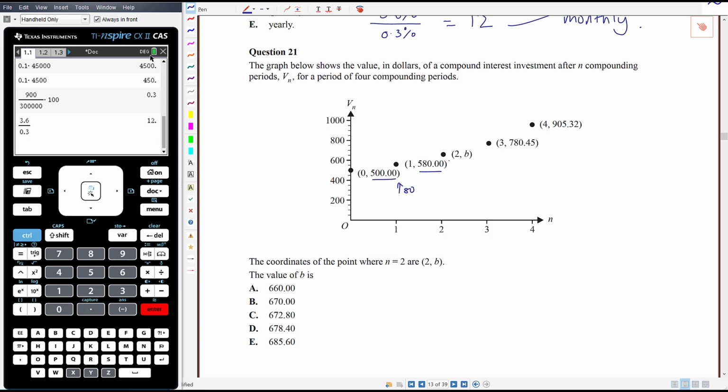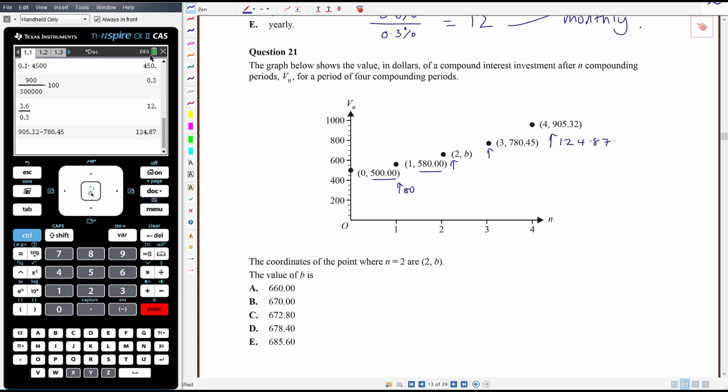We don't know what the jump from there to there is, and we don't know what the jump from there to there is, but we do know the jump from there to there. Let me just work that out: 905.32 take away 780.45. So that's a jump of $124.87. So it's growing by a different amount each month. So it's not linear growth and decay, it's geometric growth and decay. We've got some sort of compound interest happening here.